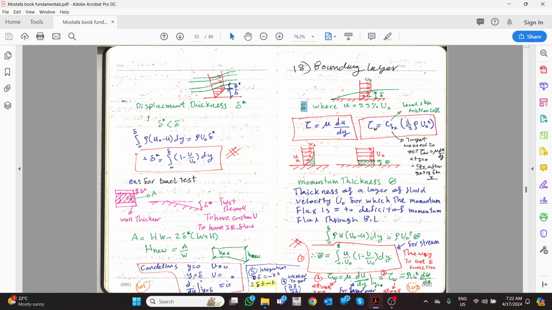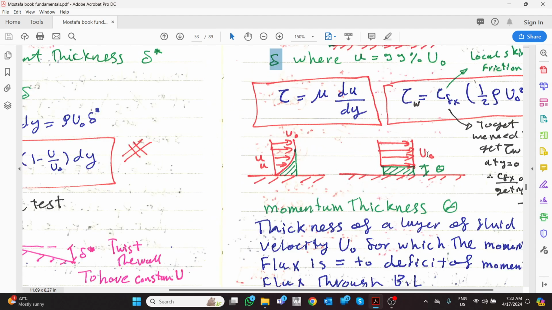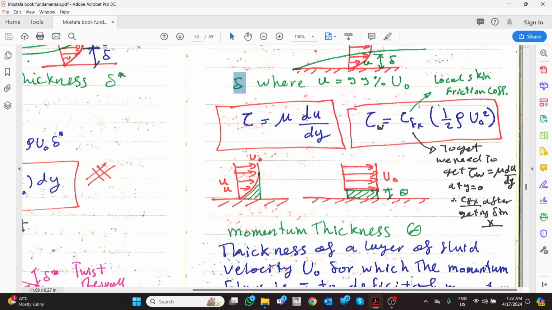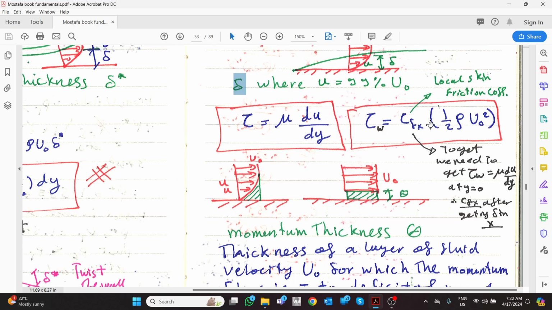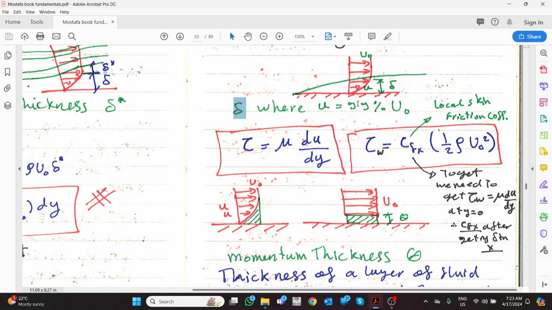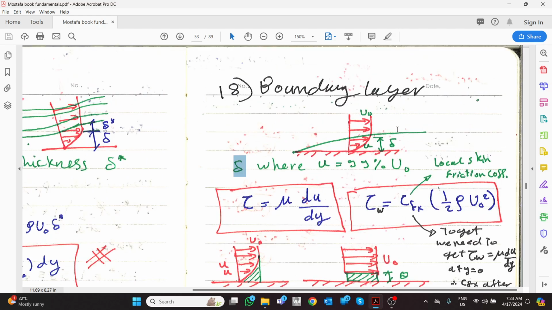It is defined as CFX, which is the local skin friction coefficient factor. It is just a factor multiplied by half rho V naught square. This factor defines the skin friction coefficient, multiplied by half rho V square. We know this is related to the flow rate itself and the forces itself.